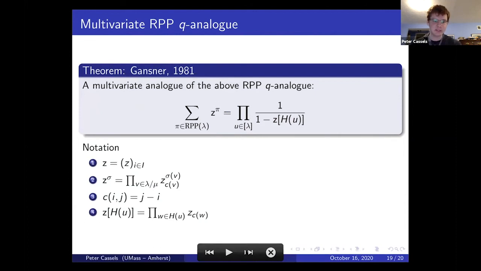Then, changing gears a little bit to some generalizations of this multivariate analog. Gansner, 1981, gave this multivariate analog of the formula for the Q analog for RPPs. Now I guess it's a Z analog. We have the multivariate Z. I know this is a mess of notation, but again, if we have only one variable, it gives us the Q analog, which in turn gives us the Frame-Robinson-Thrall.